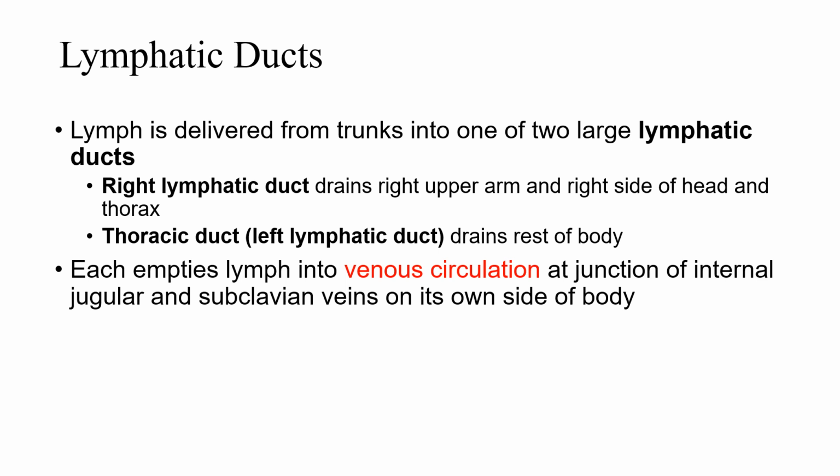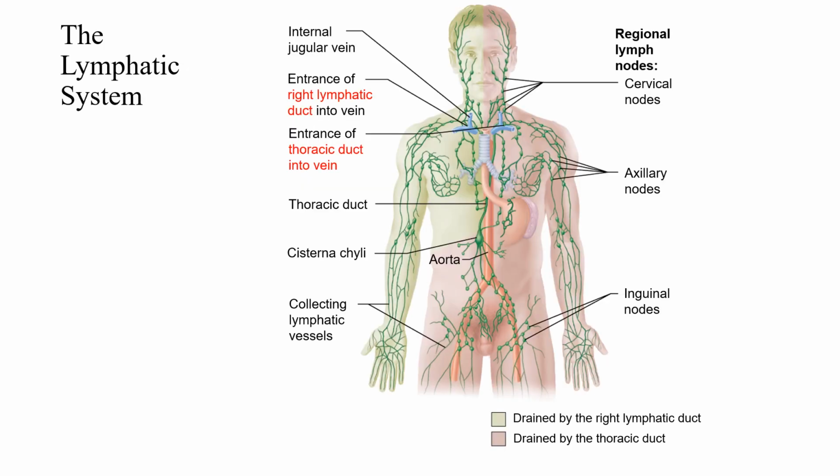So these are actually pumping into venous circulation, and so other forces are causing the pressure that will force them into the low pressure venous circulation. And this is at the junction of the internal jugular and the subclavian veins, depending on the side of the body. So here's that sort of weird asymmetry I was talking about earlier. Everything sort of above and to the right is being drained by the right lymphatic duct. Everything else on the left and below is being drained by the thoracic duct.